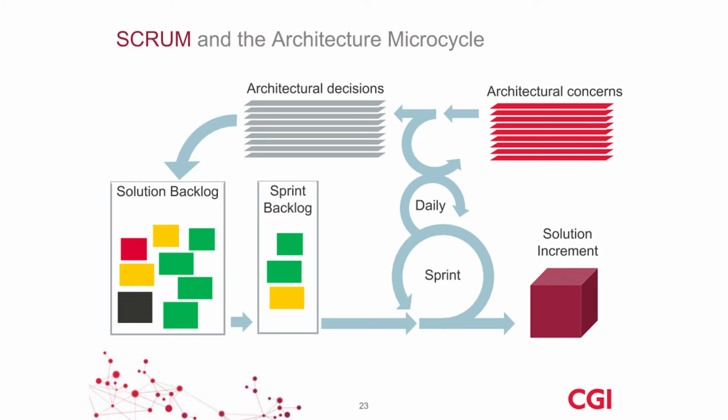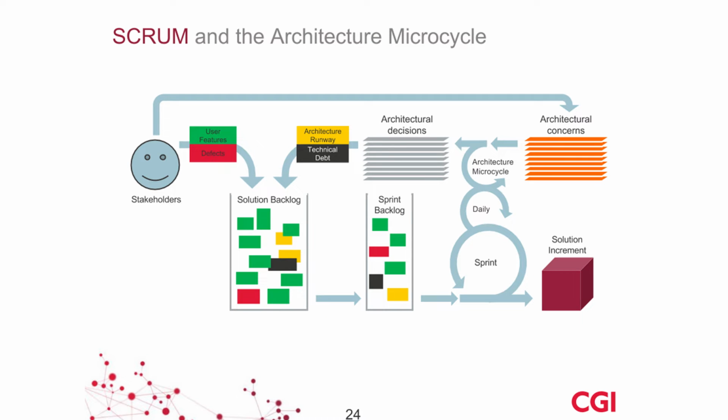Zooming out a little bit, this is the complete story. You have your stakeholders. The stakeholders produce user features and defects. Well, they're not producing defects, but they want these to be removed. Well, actually, of course, your development team is a stakeholder also, so yes, they are producing the defects. And filling up the visible side of the solution backlog. And then we have the architectural decisions filling up the yellow and the black stuff.